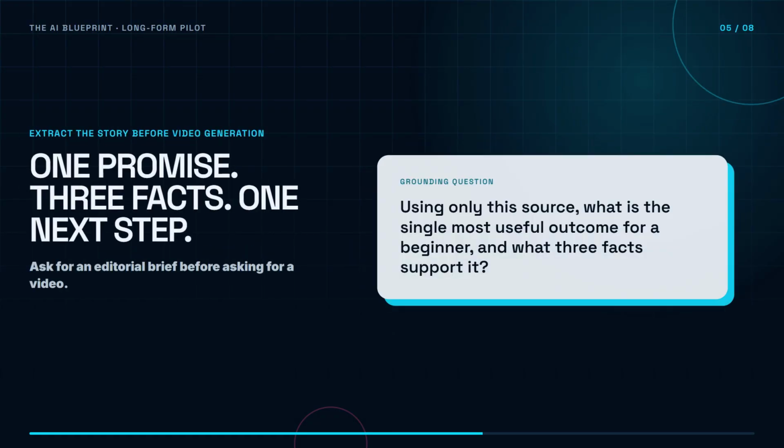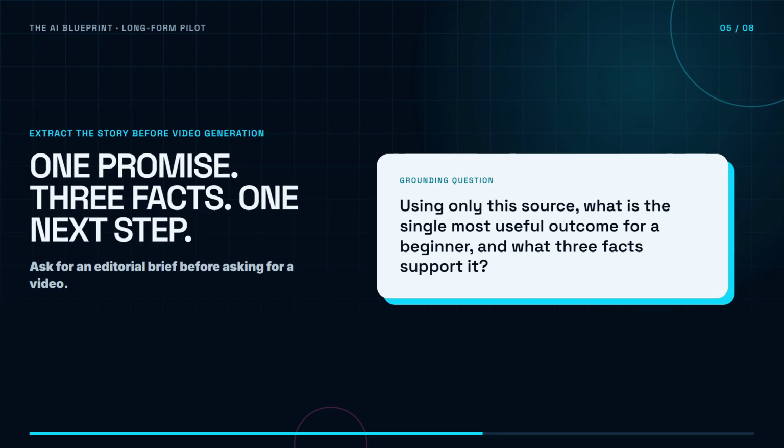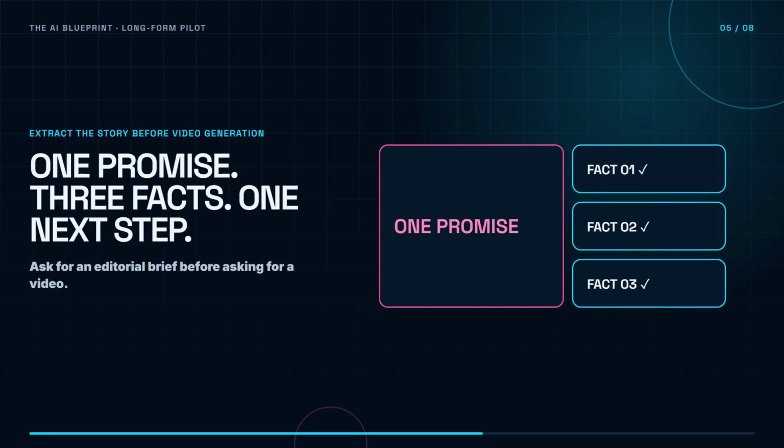Before opening the video generator, use chat to extract a miniature editorial brief. Ask, using only this selected source, what is the single most useful outcome for a beginner and what 3 facts support it? Then open the citations and verify every point. Remove anything vague, repetitive, or outside the source.